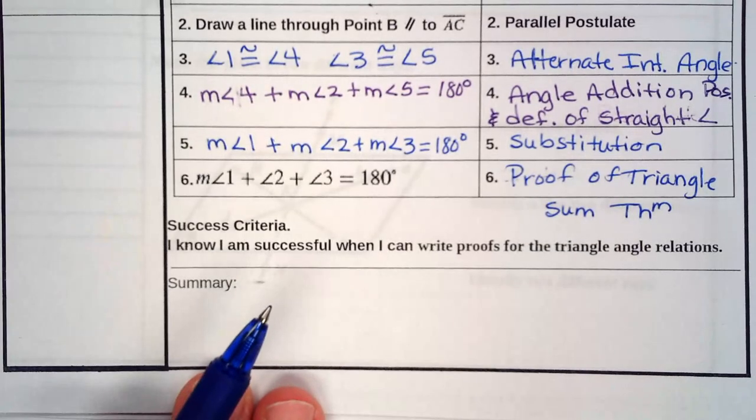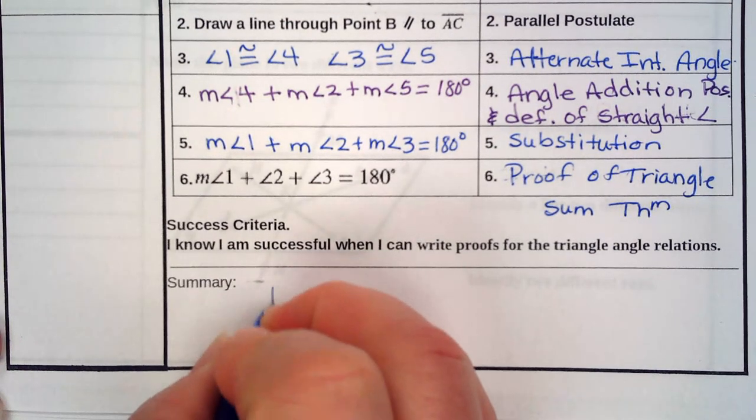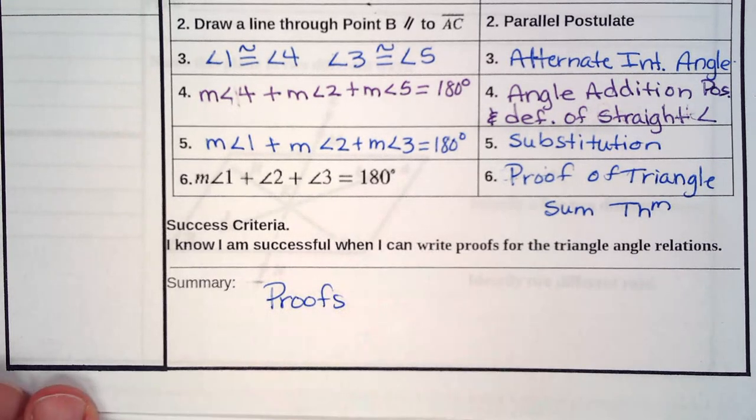So how do you know you're successful? You know you're successful when you can write proofs for triangle angle relations. These are just a few of the proofs that we do.